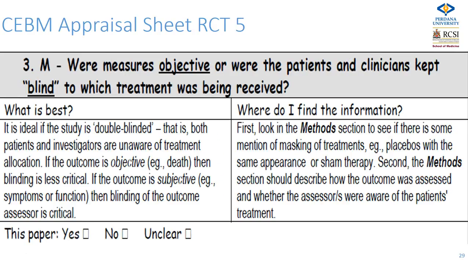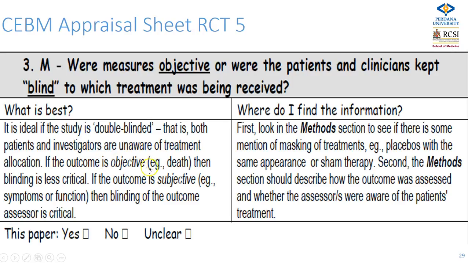When the measures used in the study were objective, and were patients and clinicians blinded to which treatment was being received? This is an ideal situation, and we should look in the methods section to find out if this randomized controlled trial is truly double-blinded. Both patients and researchers were unaware of treatment allocation.